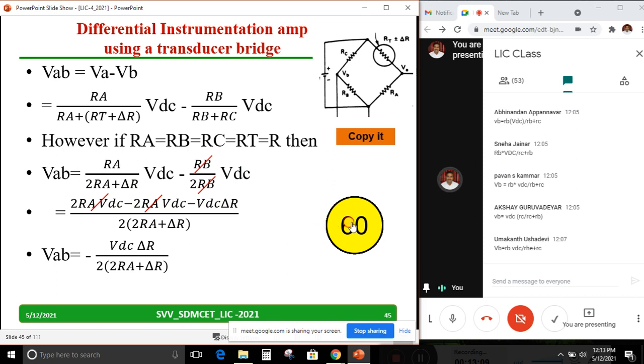Just copy it, 3 steps. The steps are very simple to understand, to rewrite, to remember. Only one point you have to remember: all resistances are equal to R, I am considering, so that we can do the derivation. We can continue. With simple steps we will get an equation.